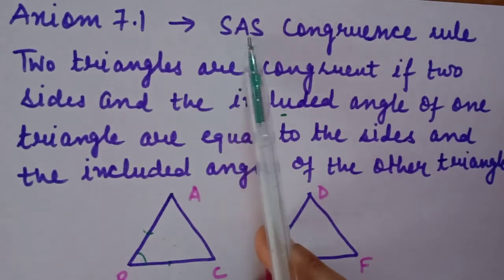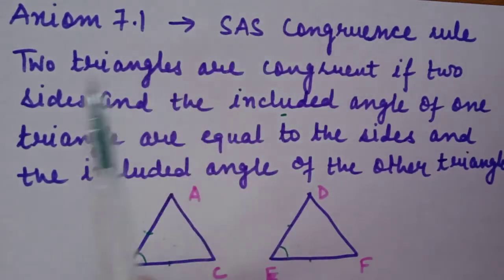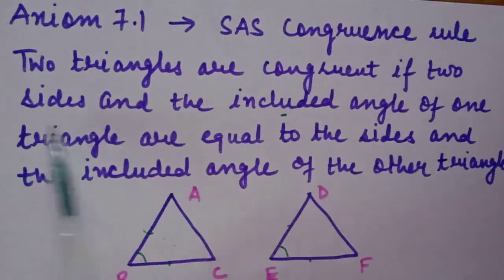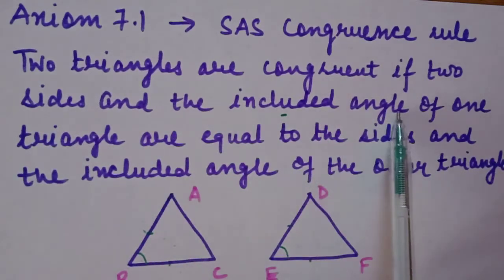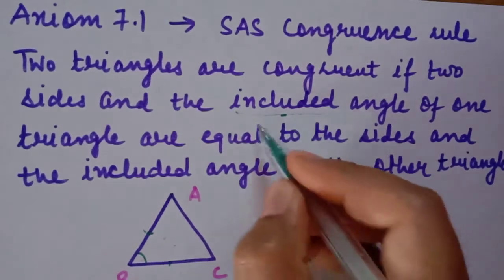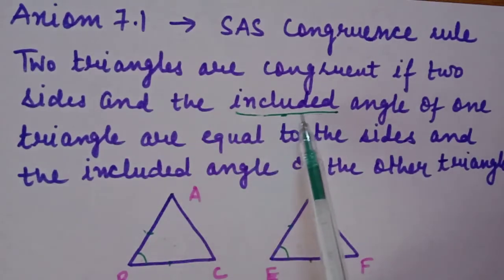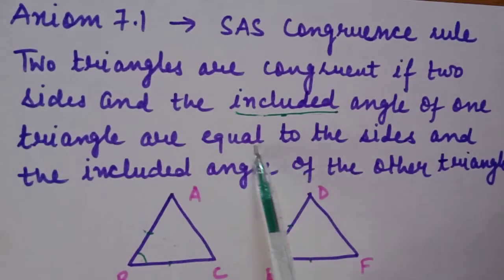A congruence rule, SAS. S means side, A means angle. So side, angle, side. Two triangles are congruent if two sides and the included angle. Please pay attention to this word, included angle. Included means the angle should be present in between these two sides. So two triangles are congruent if two sides and the included angle of one triangle are equal to the sides and the included angle of the other triangle.